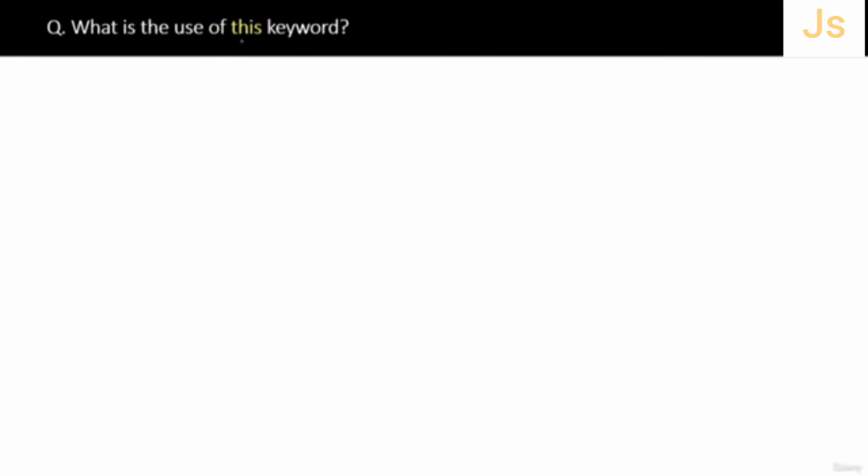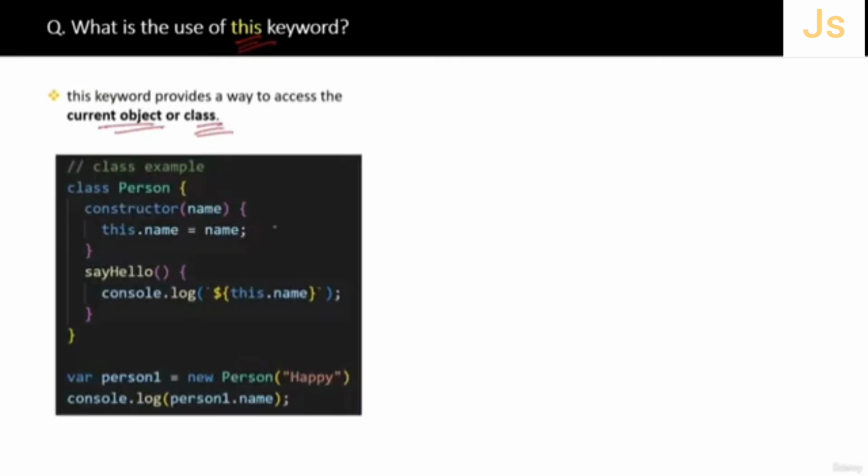What is the use of this keyword? The definition is this keyword provides a way to access the current object or class. For example, suppose you have a class like this. Now inside, see the constructor having this.name equal to name. Here name is the value you are getting from the parameter name, okay? And this.name, what it is referring to is the property of the person class. So basically we use this keyword here to represent the class whose name is person. So see the definition again. This keyword provides a way to access the current object or the class. And here we are accessing the class.